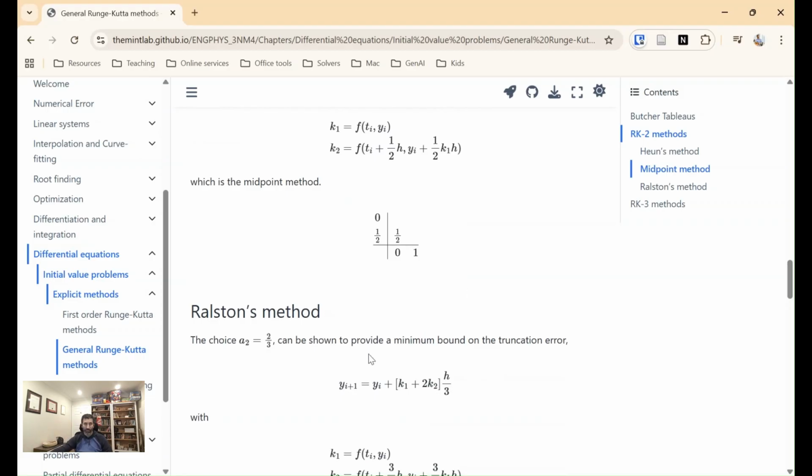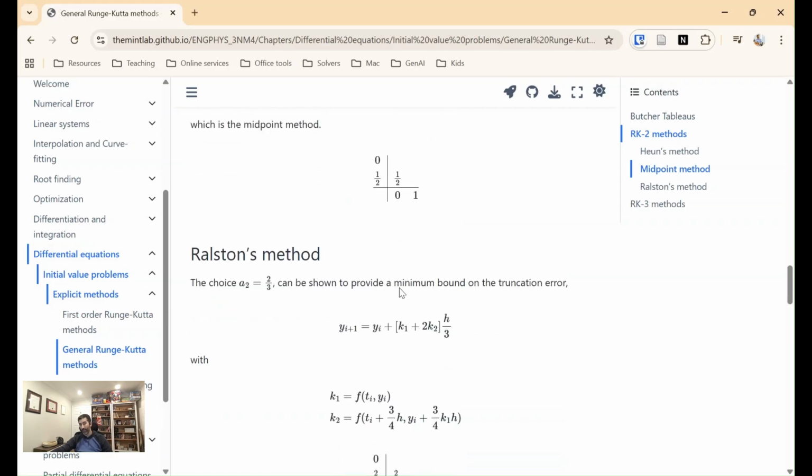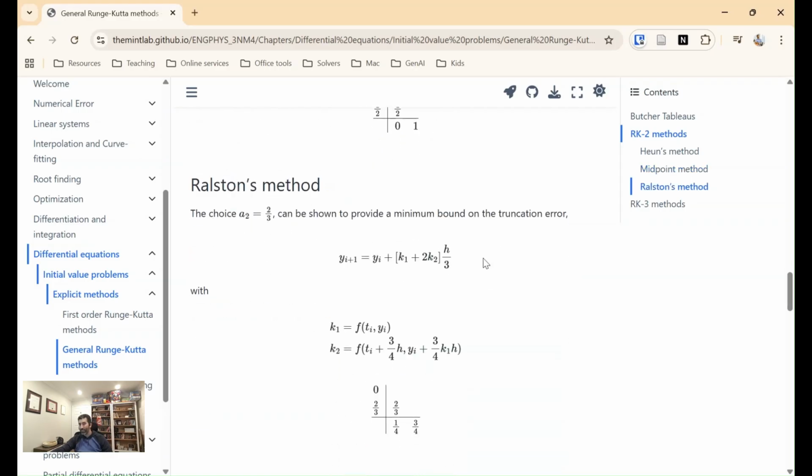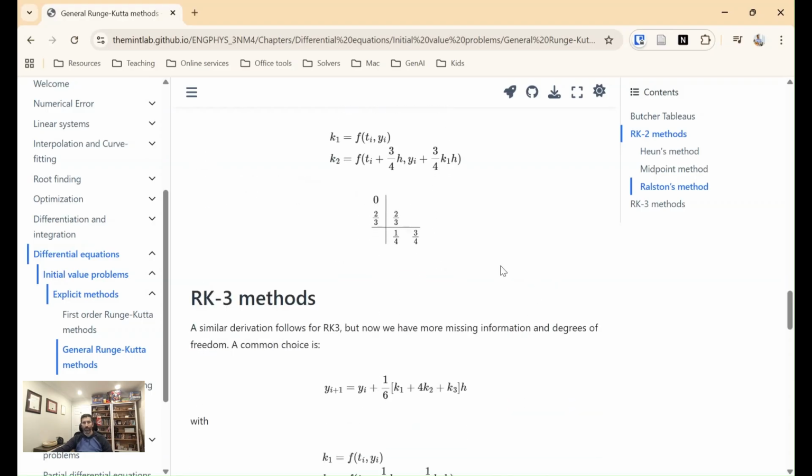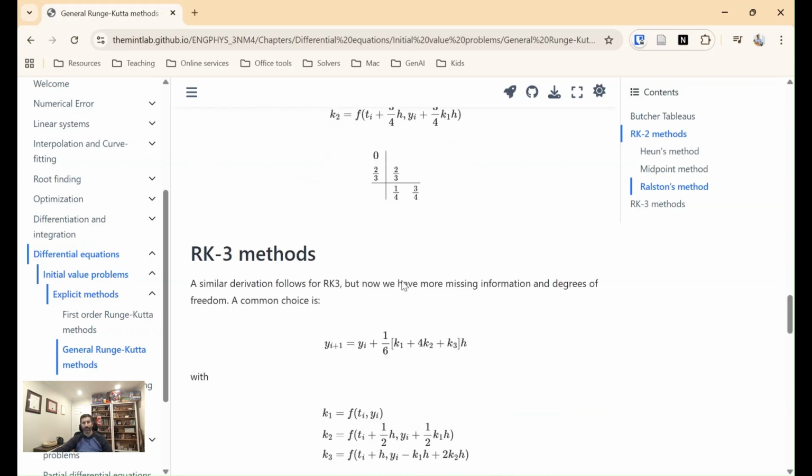There is also Ralston's method. Ralston's method is for a different choice, and it's actually provably the minimum bound. So this is as good as you're going to get. Everything is order h squared. That constant that I said to ignore, it turns out there are actually cases where you do want that constant. Ralston's method is the correct answer for this case. Nobody actually does RK2. It's almost always RK4 or even better, RK45. We'll get to that one.